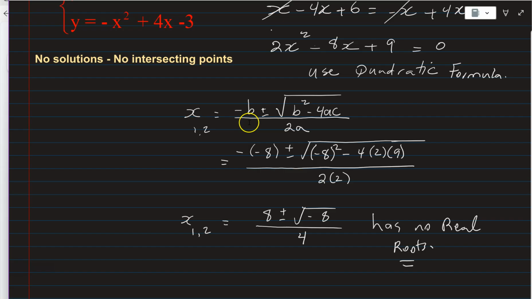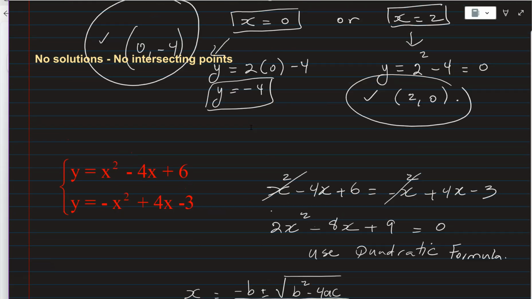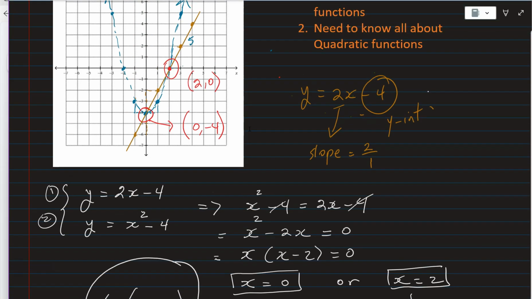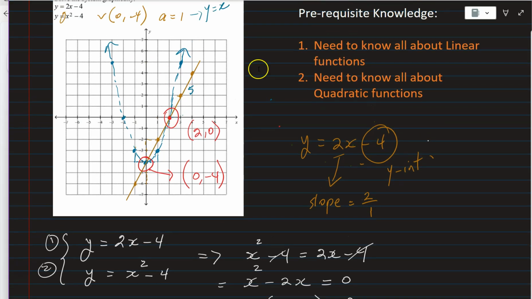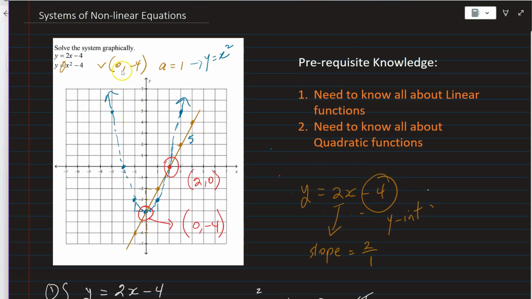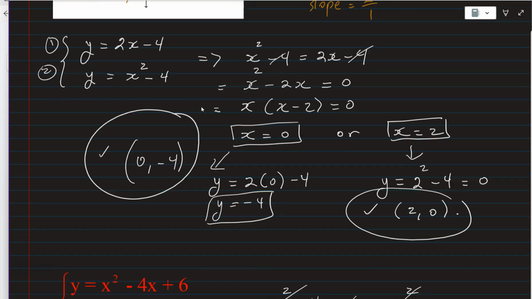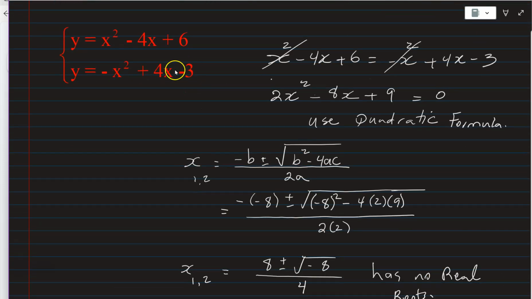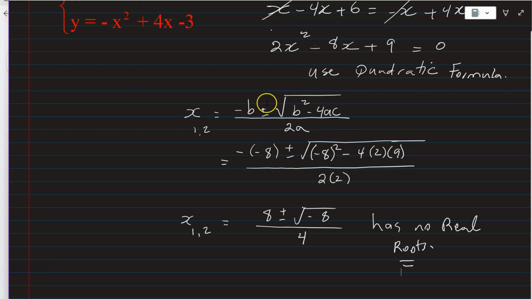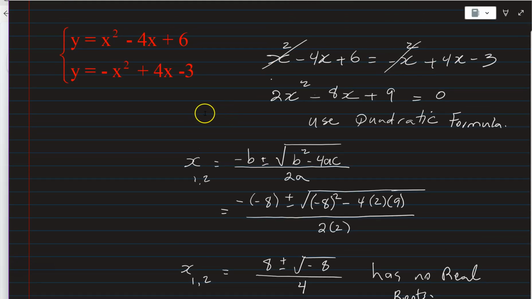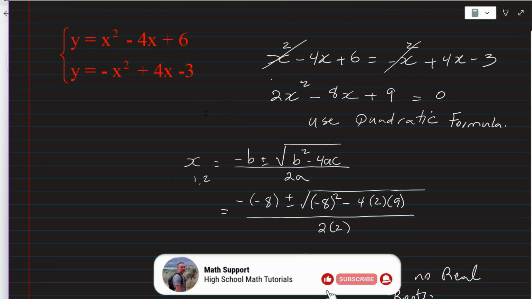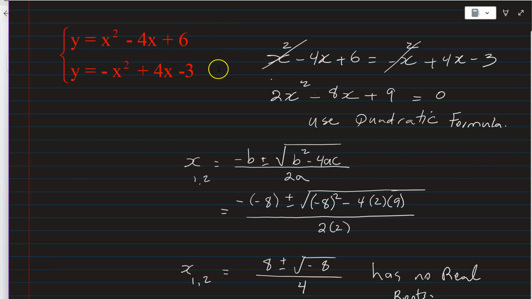So here are the two or three examples that we did. One was graphing, and then we did the algebraic method. The other one, we didn't do the graphing method, but we did the algebraic method. And this is the system of non-linear equations. In this case, we just used quadratic-quadratic or linear-quadratic.